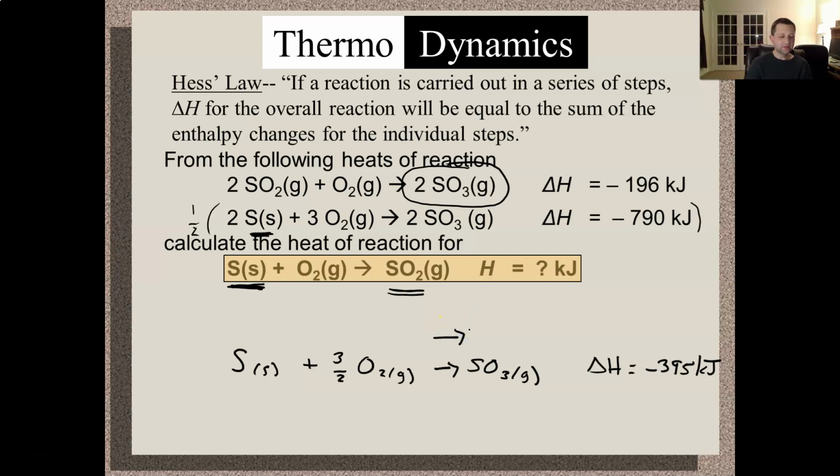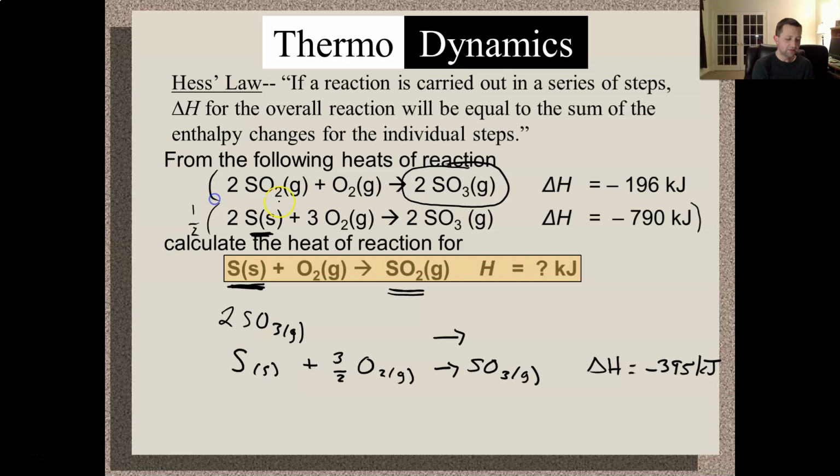And actually, before I do that, if I flip it, my 2SO3 will be on the reactant side. Okay, so it'll be here. But if you look, I have a 2 in front of it and only a 1 in front of the SO3 right here. So what I need to do is not only flip my first equation, but multiply that by 1/2 as well.